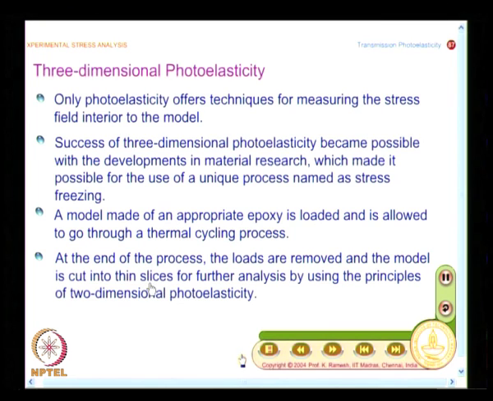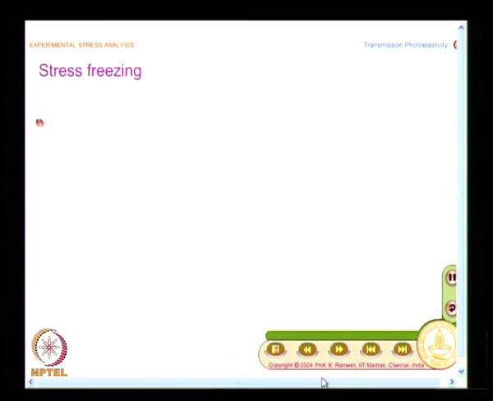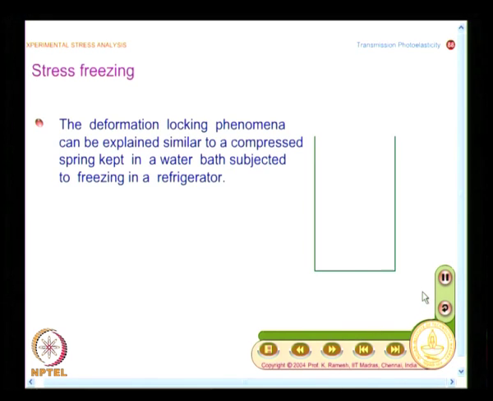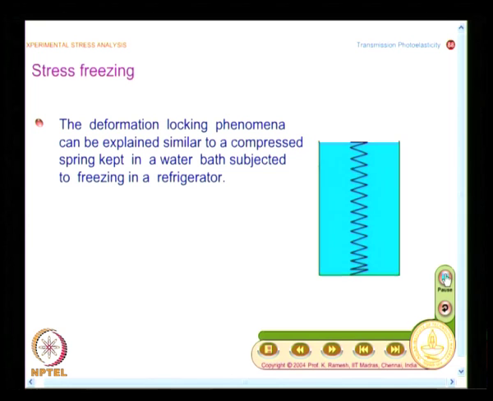So, the advantage here is that the analysis can be done by using the principles of 2 dimensional photoelasticity. That is the greatest advantage. And what I do here is what you have as stress freezing, and I said that I will give an analogy.